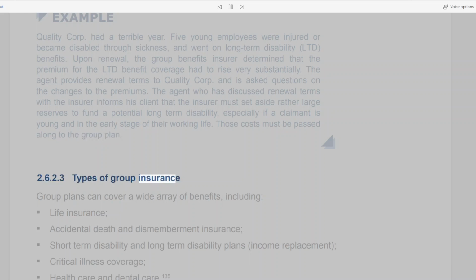2.6.2.3 Types of group insurance. Group plans can cover a wide array of benefits including Life Insurance, Accidental Death and Dismemberment Insurance, Short-Term Disability and Long-Term Disability Plans, Income Replacement, Critical Illness Coverage, Health Care and Dental Care. 135.